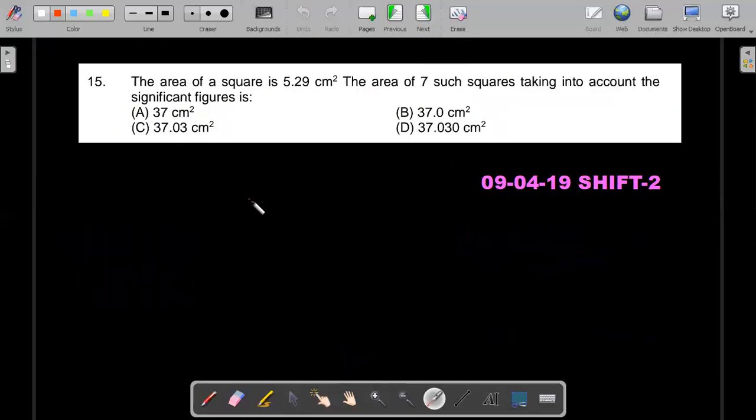Okay, this was a controversial question on significant figures. So area of a square is 5.29 centimeters square. The area of 7 such squares, taking into account the significant figures, is. Have a try, pause, and then let's move on.